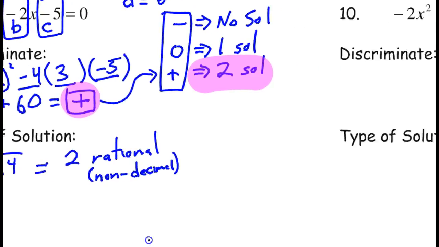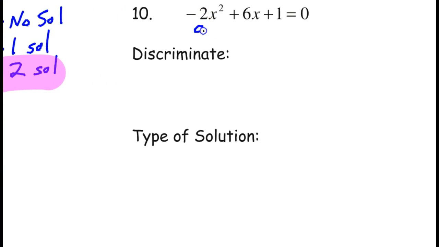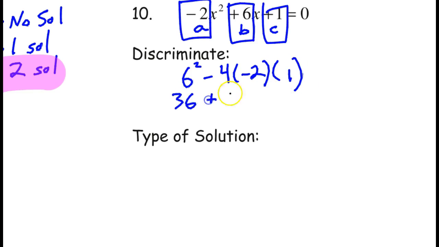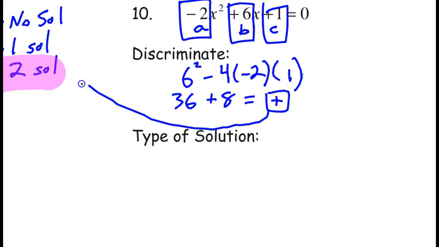Okay, so let's practice a little bit more. So again, identify A, it's -2, B is 6, and C is 1. Go ahead and calculate it. So we got B squared, 6 to the second power, minus 4AC. So we got 36 plus 8, which is a positive number. So because it's a positive number, again, going to have two solutions.